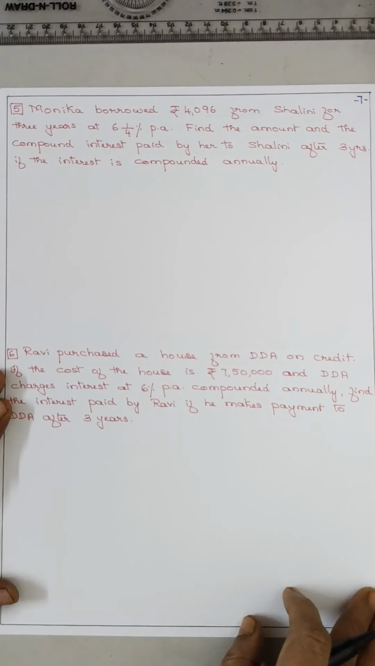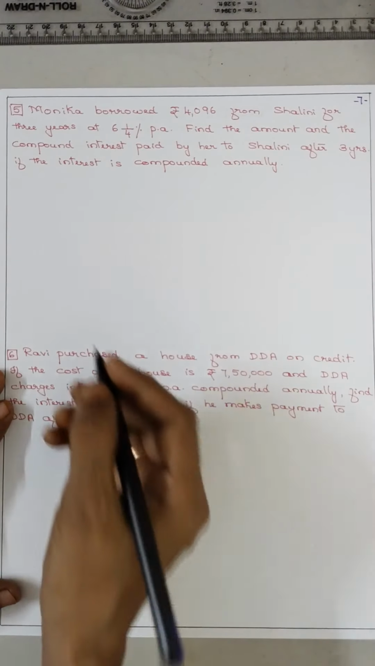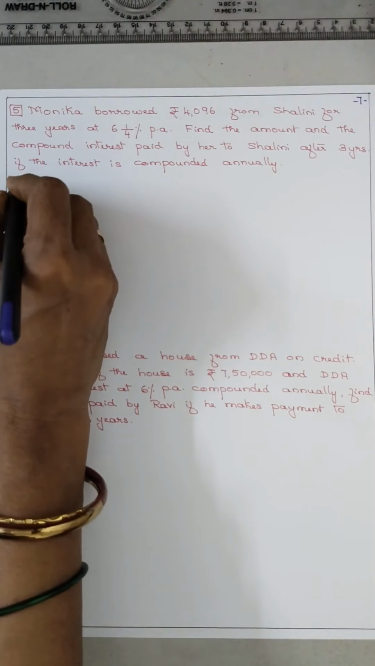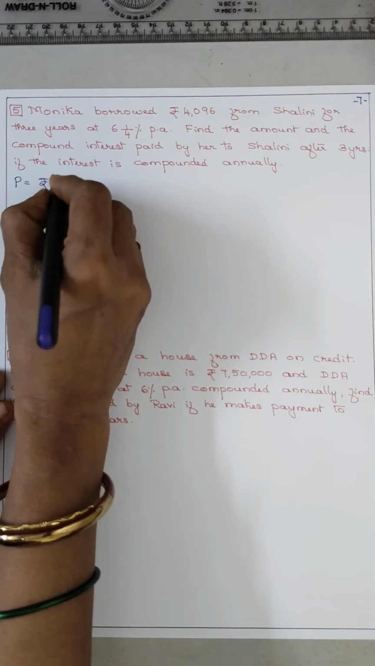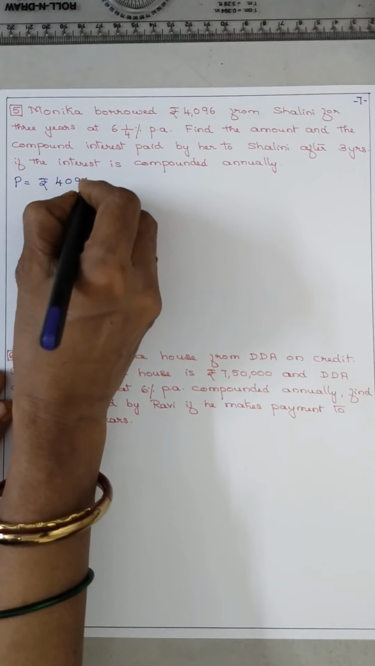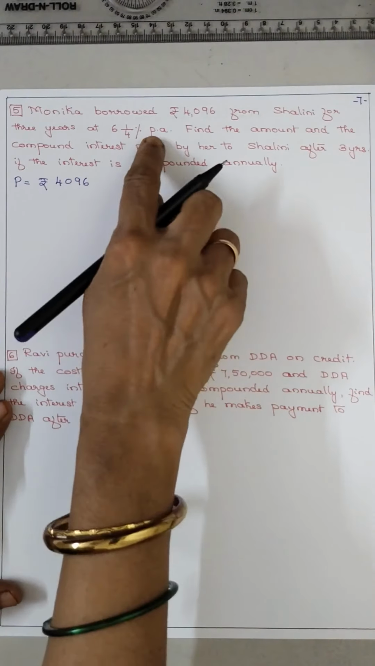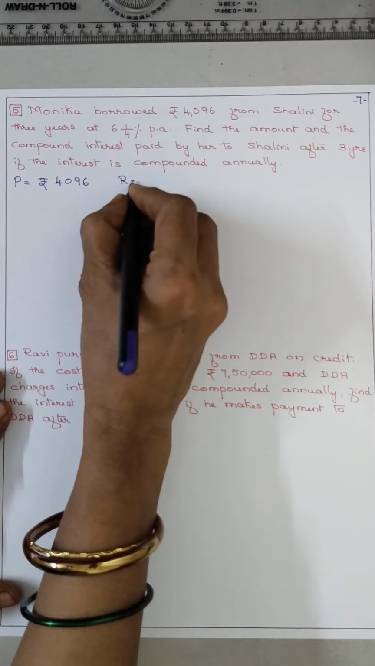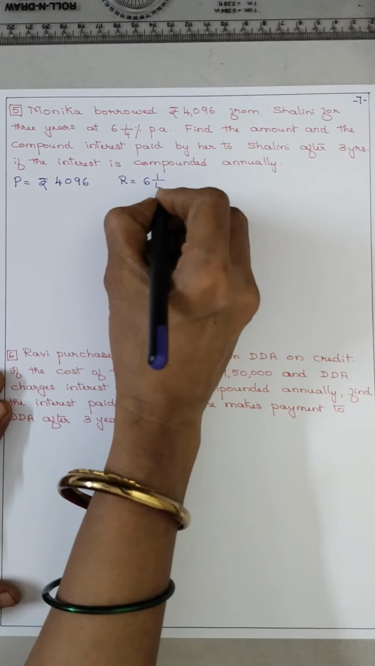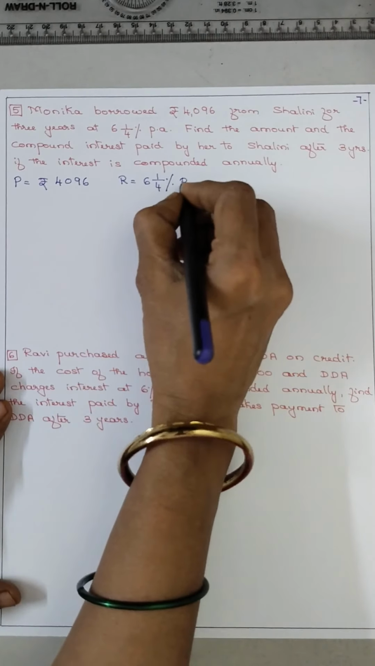Okay. Now what is the amount borrowed? That is principal is equal to 4096. Now rate of interest R is equal to 6.1/4% per annum.